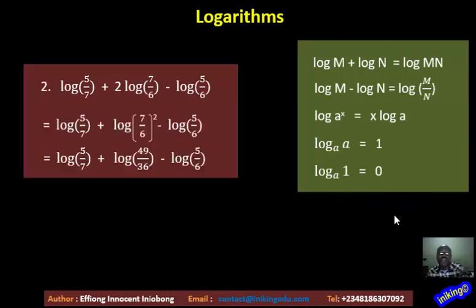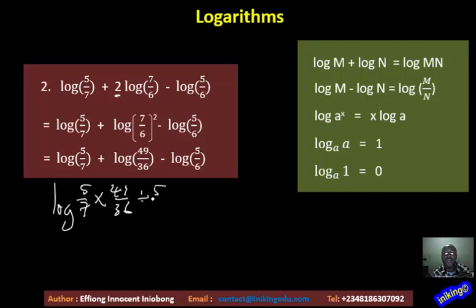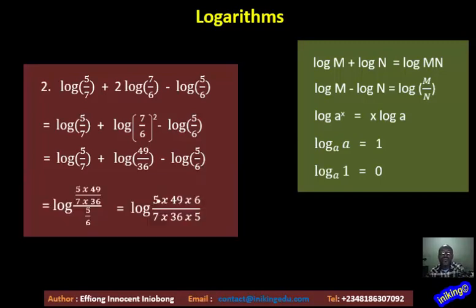Let's clear our board a bit. Okay. Let's explain what we have here so far. From here, we can see the 2 was moved up. There we have raised to power 2, and then we have 7 squared, 6 squared, giving us 49 over 36. And then the next thing is to combine this into the log of 5 over 7 times 49 over 36, and then divided by 5 over 6. After doing that, you will definitely arrive at this.